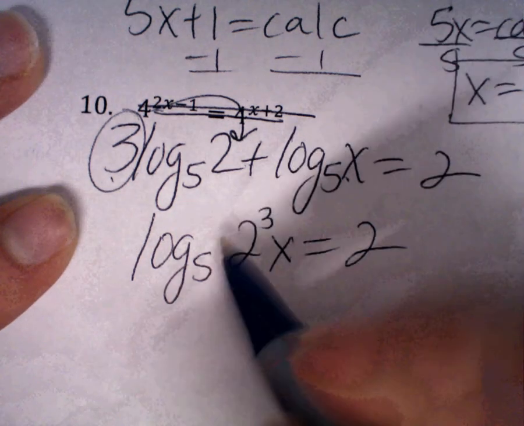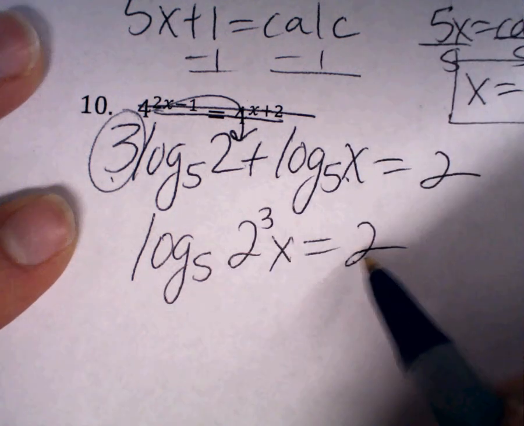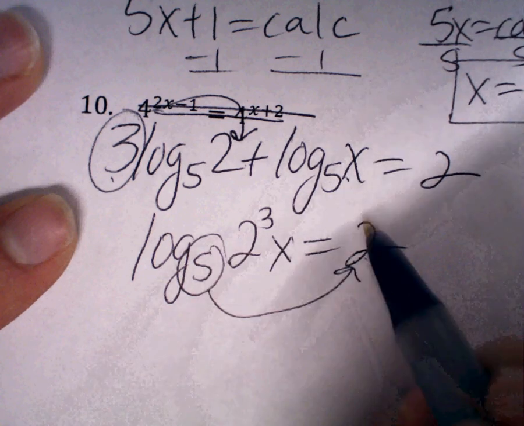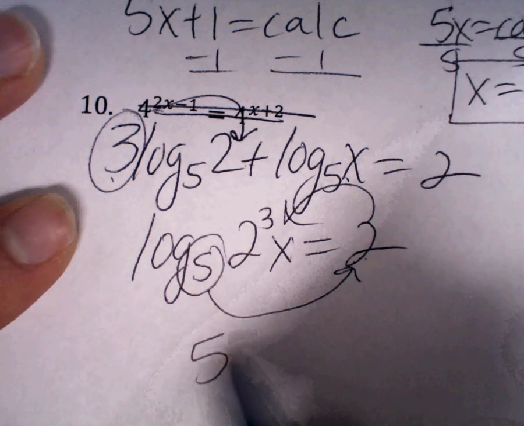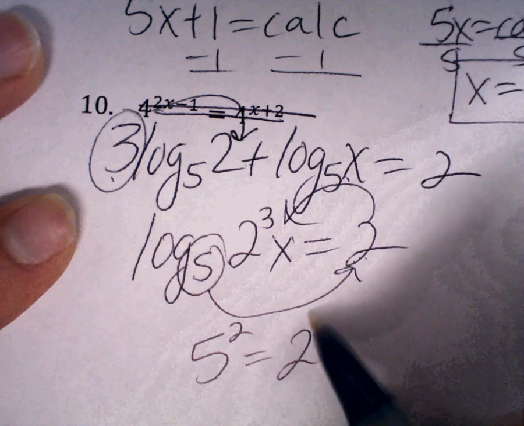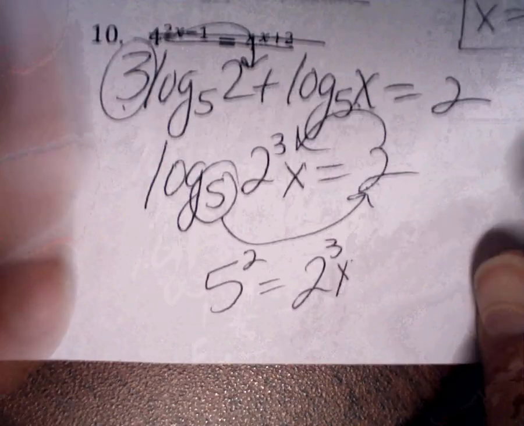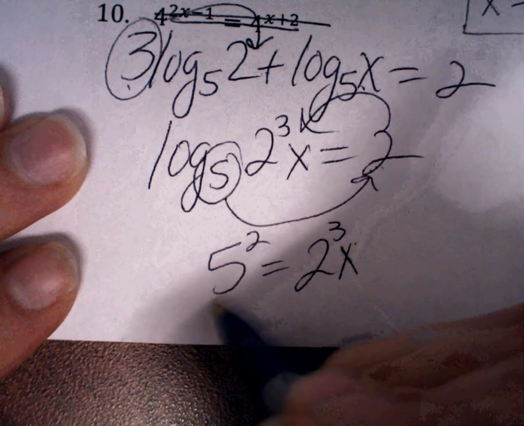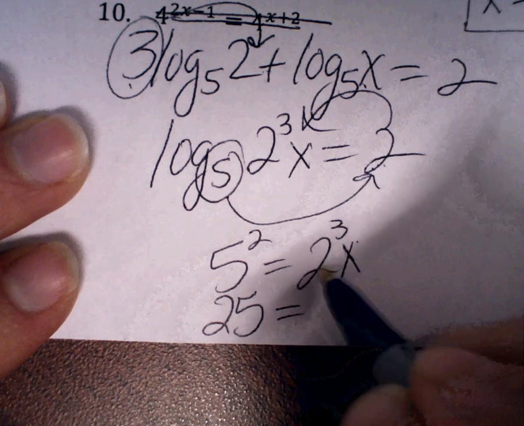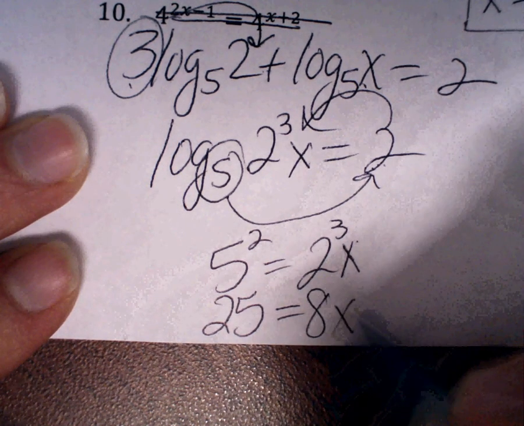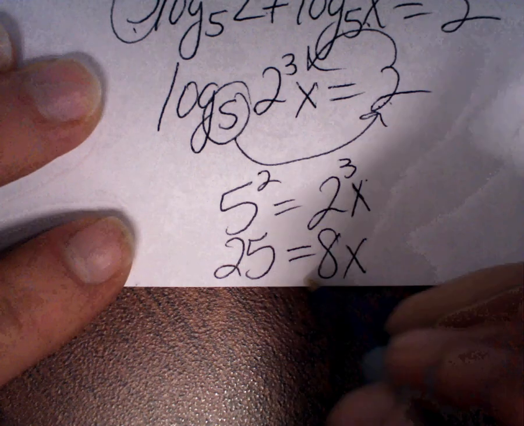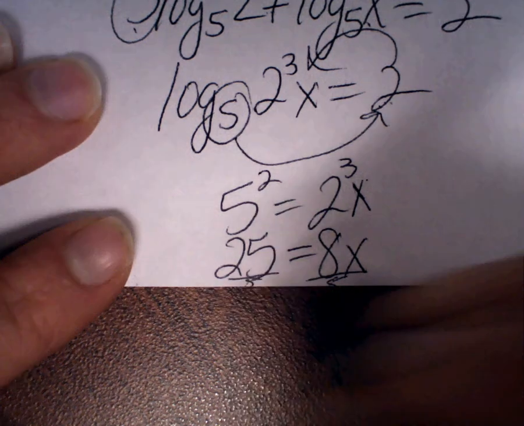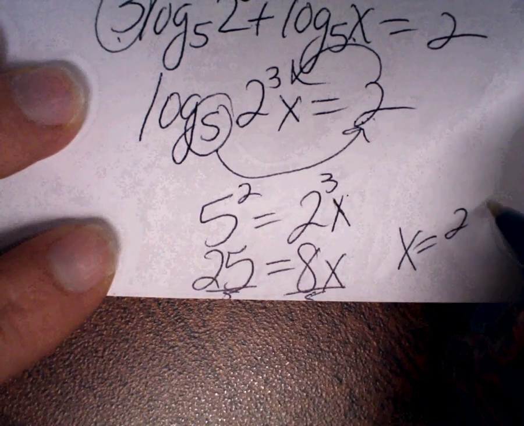Now, the reason I can't drop and solve is because that doesn't have a log. So what I do is I do a loop trick. 5 squared equals 2 to the third x. Now, that's 25, 5 squared. 2 to the third is 8x. And now I divide by 8. So x equals 25 over 8.